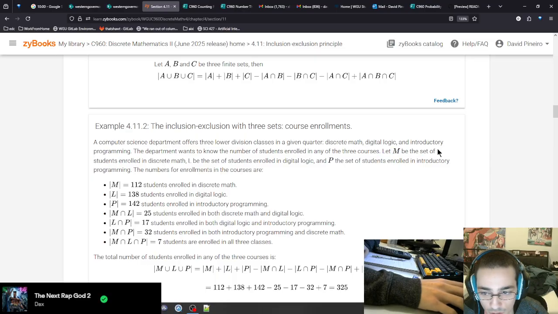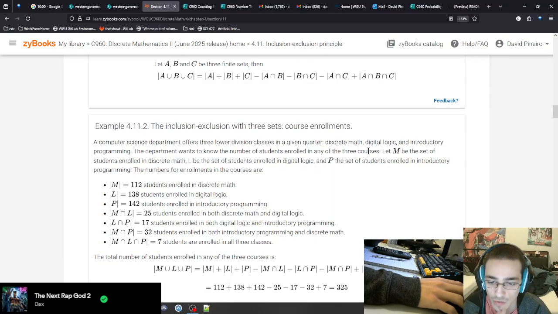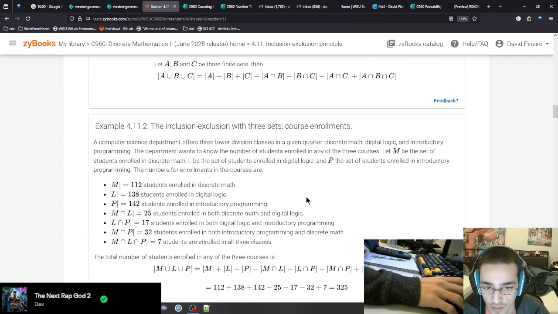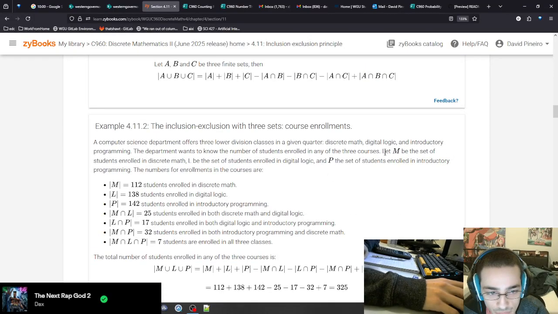Okay, so what do they want to know? The number of students enrolled in any of the 3 courses. So is that the union of all of them? What does that even mean? Oh, just in total. That means you have to count them all once, so you don't count anybody more than once. Okay. That makes sense.